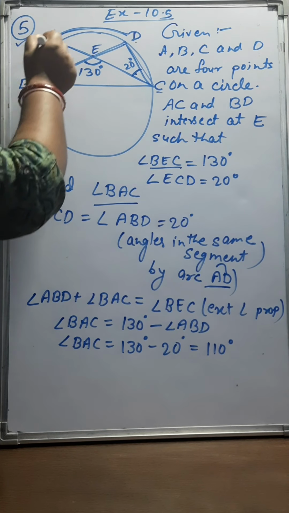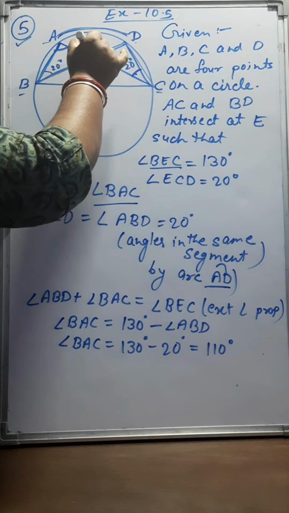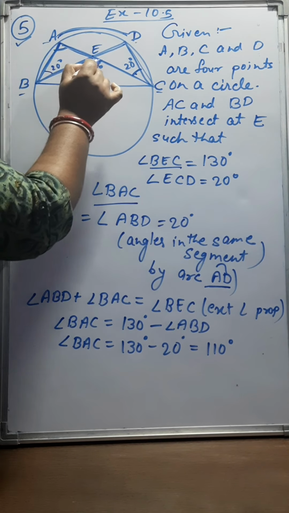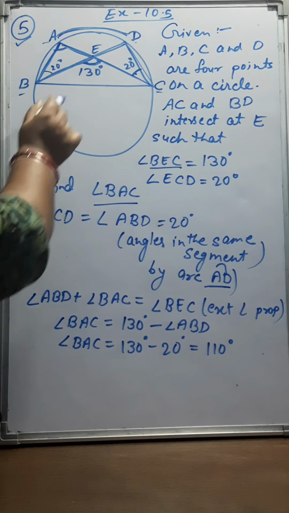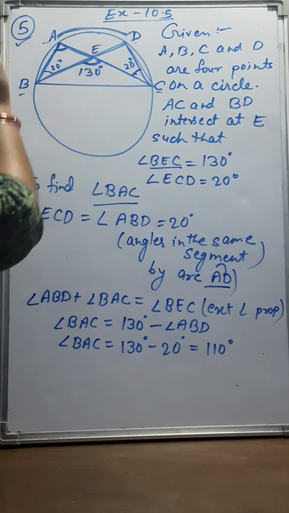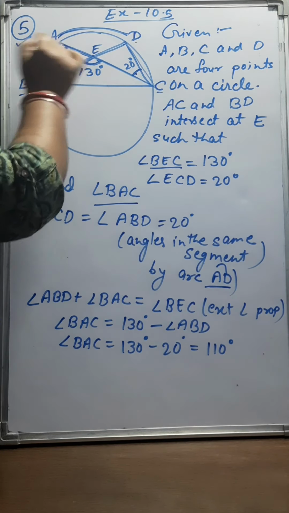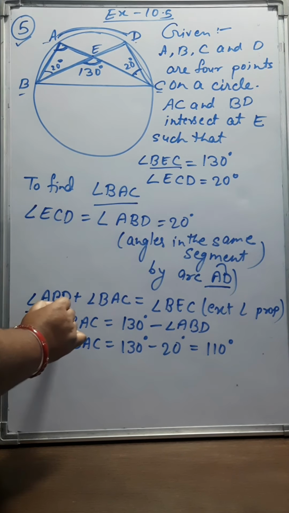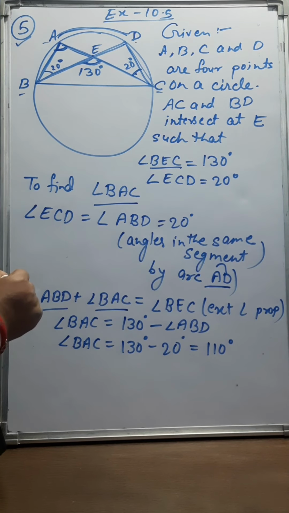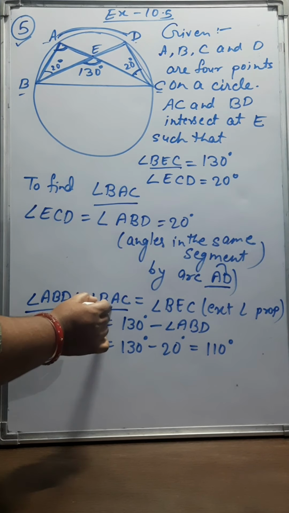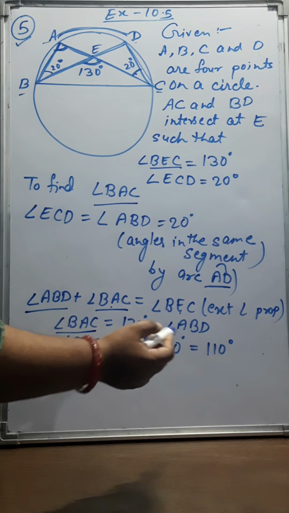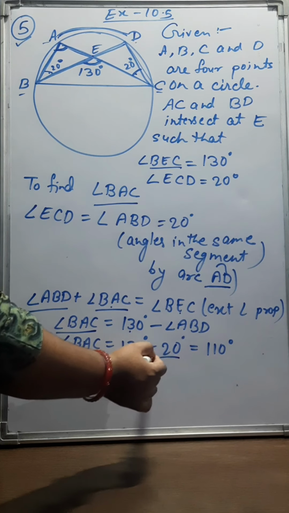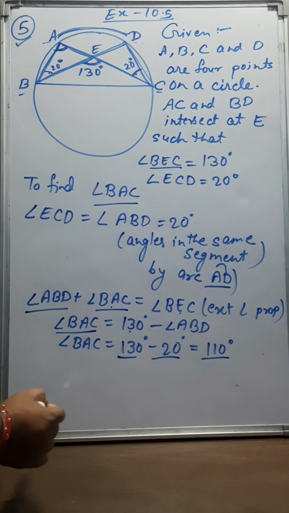Now you concentrate on triangle ABE. You see the side AE is produced, so this angle becomes an exterior angle. And we know that the exterior angle is equal to the sum of the interior opposite angles. So angle ABD plus BAC is equal to BEC. So BAC can be calculated as the BEC value, 130, minus ABD. ABD we have just calculated as 20 degrees. So it's 130 minus 20 degrees, hence 110 degrees.